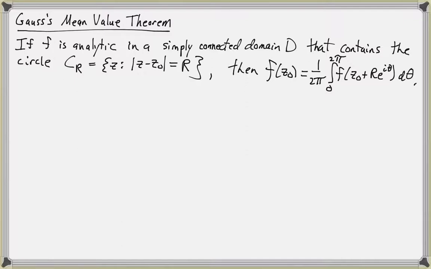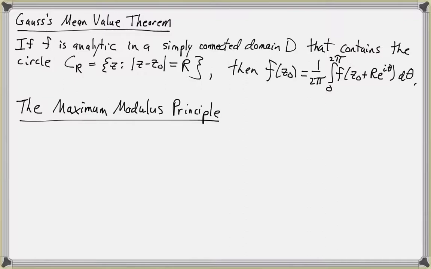Though I'm not going to give the proof, it follows from using the parameterization of the circle C_R in exponential form. So if we write C_R in parameterized form as z0 plus capital R e to the i theta for theta between 0 and 2 pi, we just use this parameterization and Cauchy's integral formula, then we can establish Gauss's mean value theorem formula. So we'll use this in our proof of the next statement, the maximum modulus principle.